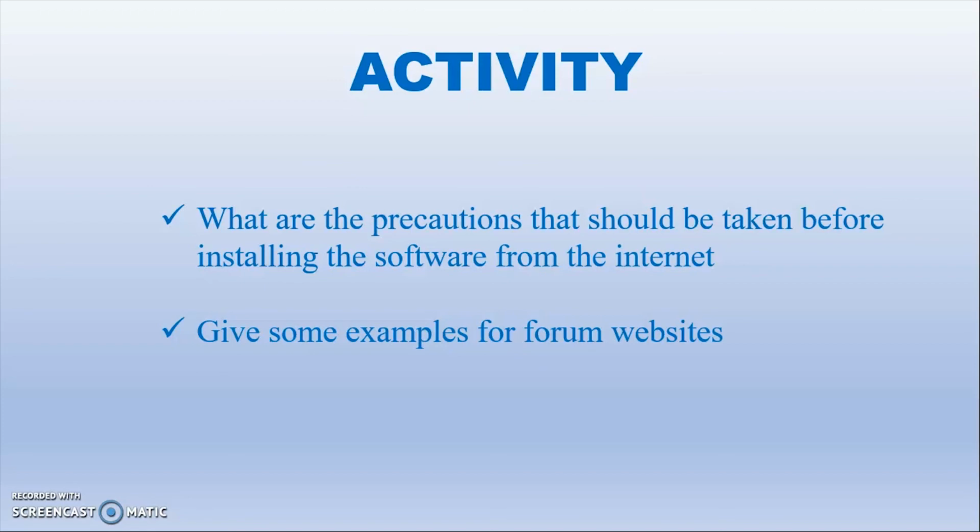Okay children, have you all understood? Here is an activity for you. You have to list the precautions that you should take before downloading any software from the internet. You have to write the precautions or the necessary steps which you should follow before installing any software from the internet. And also you have to give some examples of forum websites. So this is the task for you.